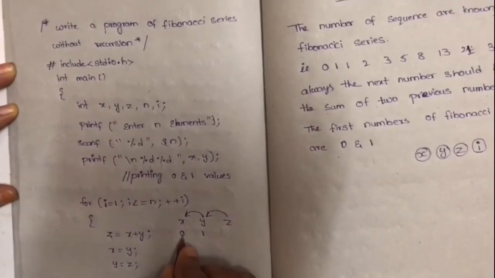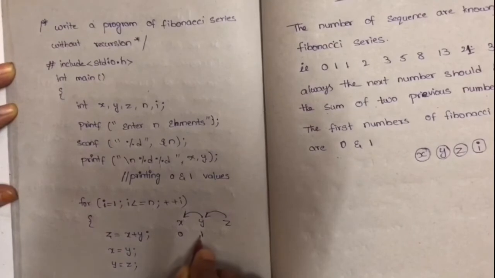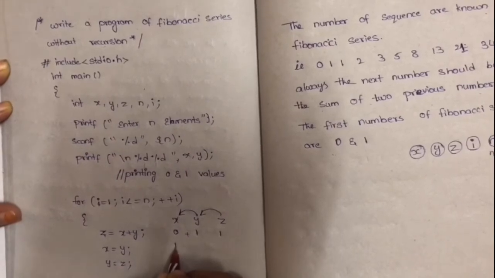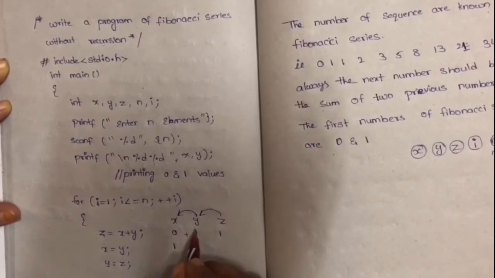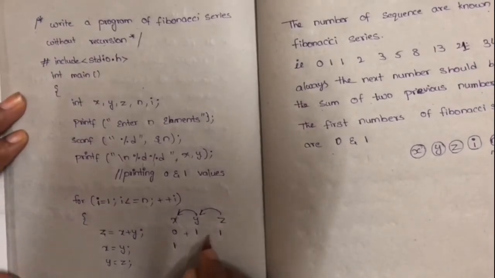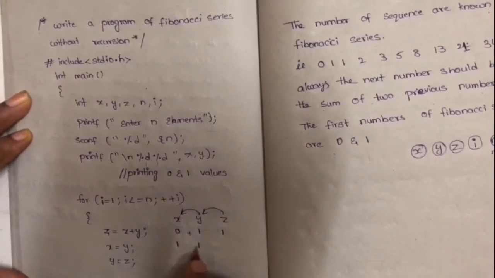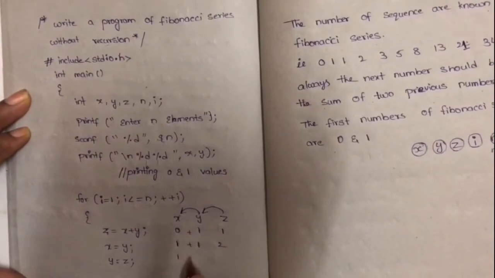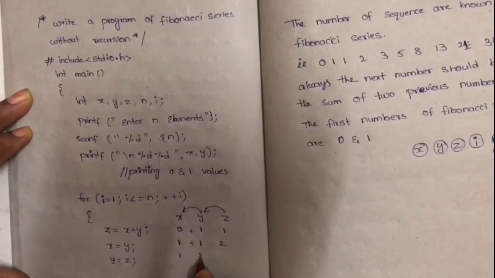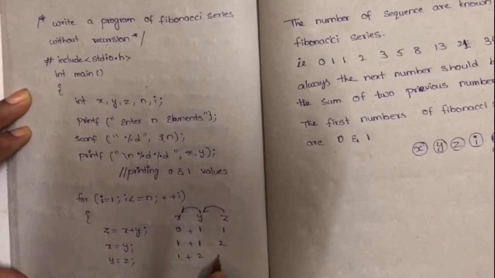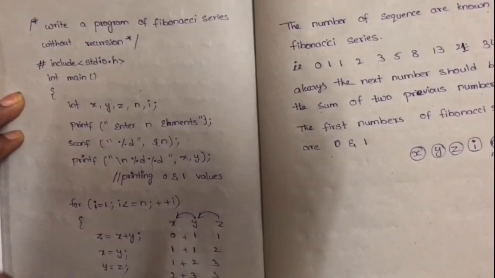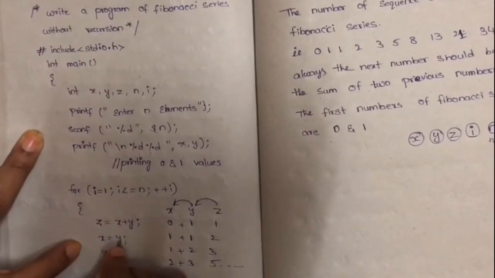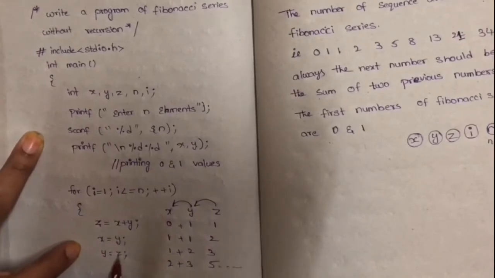Here, initially the x value is 0 and the y value is 1. The sum of the previous two numbers is the next number, which is 1. Here 1 is replacing into x, and z is replacing into y. Here 1. The sum of the two previous numbers is the next number, which is 2. Here again 1 is replacing into x and 2 is replacing into y. The sum of the previous two numbers is the next number. The sum of the two previous numbers is 5. Like that, and so on. So that's why we are writing x equals y: y is replacing into x and z is replacing into y.